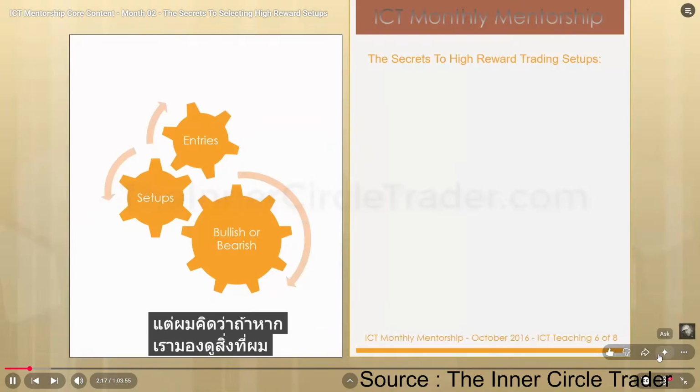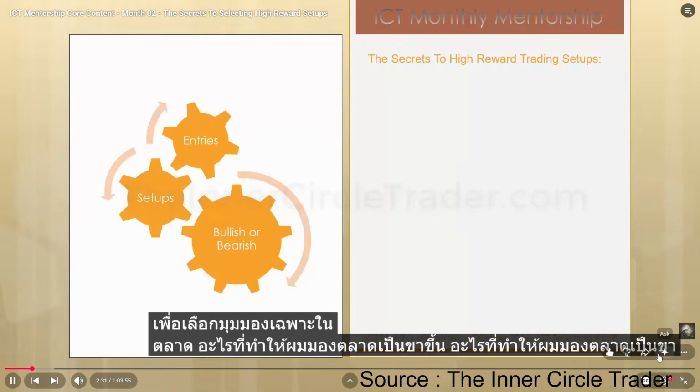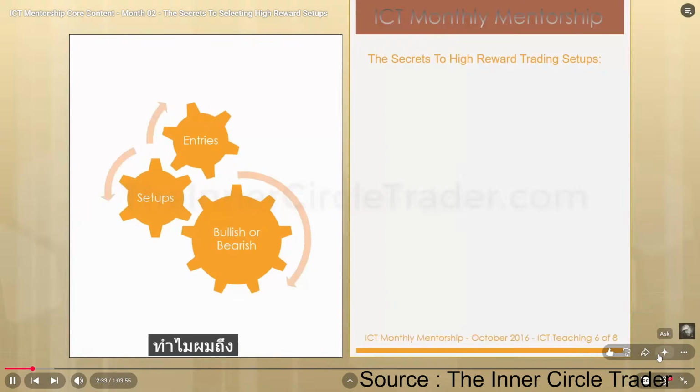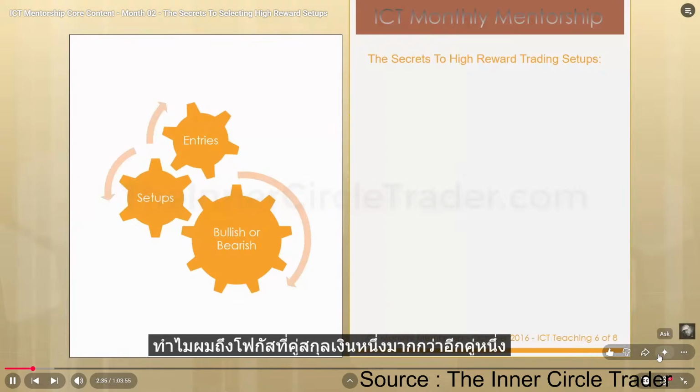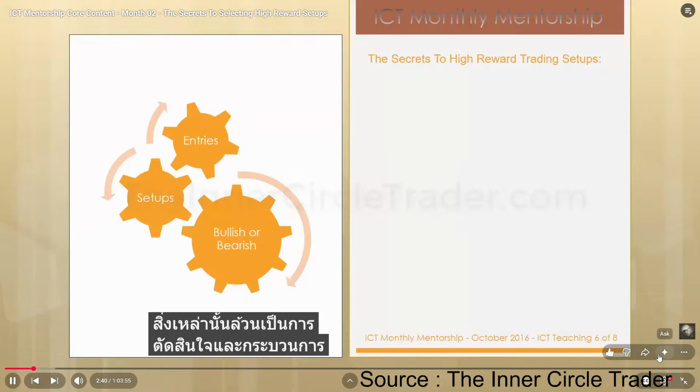if one were to look at what I actually do on a day-by-day basis, what is the procedure, what are the things that I do to elect a specific stance on the marketplace, what makes me bullish, what makes me bearish, why do I focus on one currency pair over another, all those things are decisions and processes.